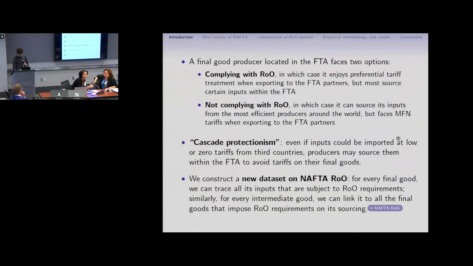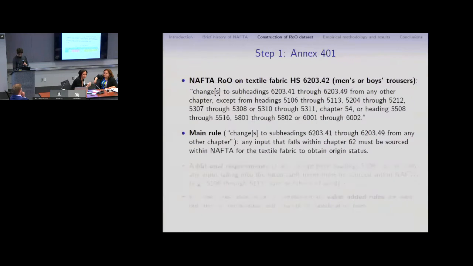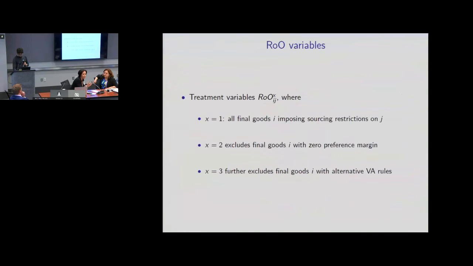In any case, what's interesting is that the burden of proof is on the firm. So it's not that the default is you get preferential tariff treatment. The default is you get MFN, unless you prove that you qualify for origin, in which case you get the preferential tariff treatment.